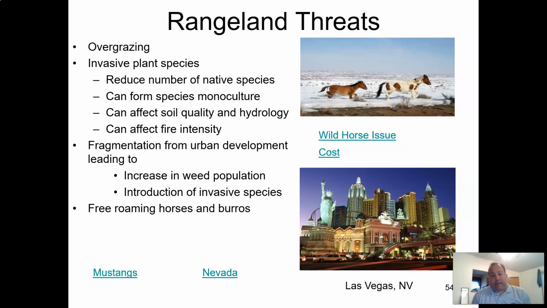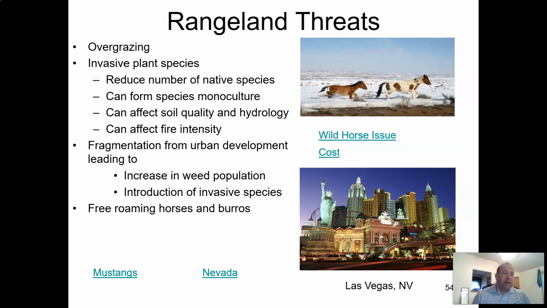But we've already talked about the idea of overgrazing. One of the other rangeland threats that we haven't talked about is just invasive and exotic species. They can reduce the number of native species. They can form a species monoculture, like in the case of kudzu, where it just takes over a whole area and then that's the only species that you have for miles. They can affect the soil quality and the hydrology, which we just said are two of our biggest issues that we look at in terms of rangeland health. And then they can also affect the fire intensity.